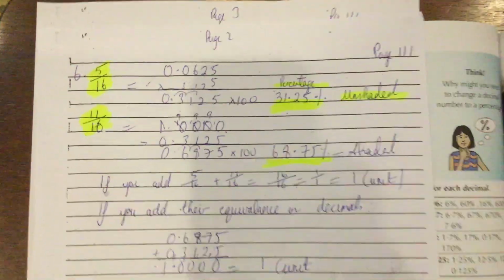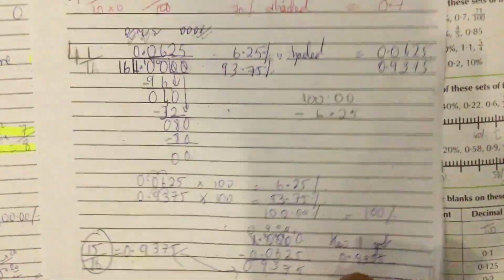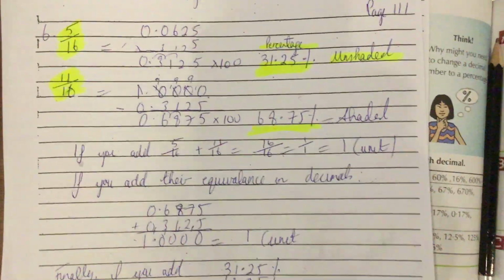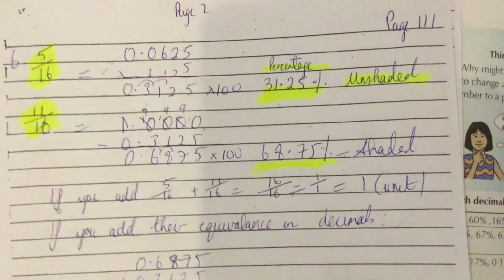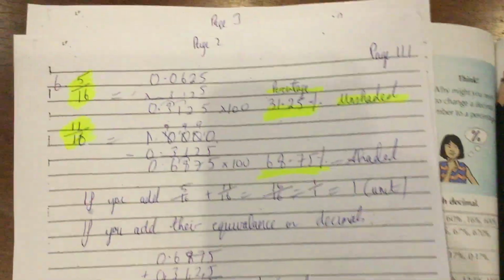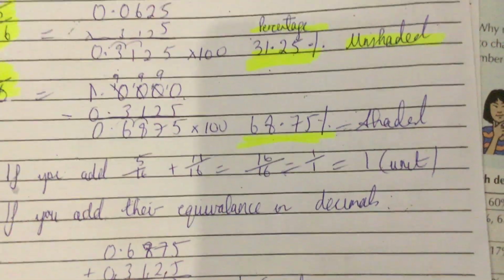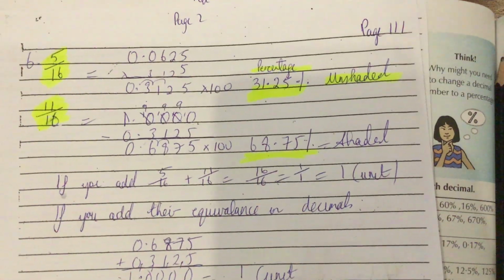So we have 5/16. Now 5/16 is the unshaded part. Now I didn't bother finding out what 1/16 was because I had it here. 1/16, I got 0.0625. So what did I do? To get 5/16, I multiplied by 5, because 0.0625 is 1/16. We got it from number 5. So simply multiplied by 5 to get 5/16, and that's 0.3125. Converting it to a percentage, we multiply by 100 and we have 31.25%.